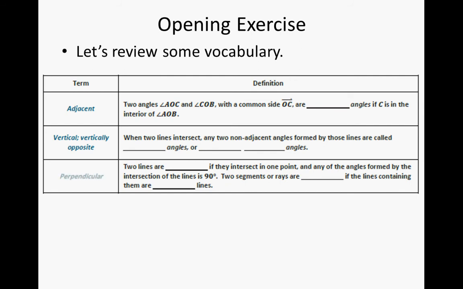Two lines are perpendicular if they intersect in one point and any of the angles formed by the intersection of the lines is 90 degrees. Two segments or rays are perpendicular if the lines containing them are perpendicular lines.